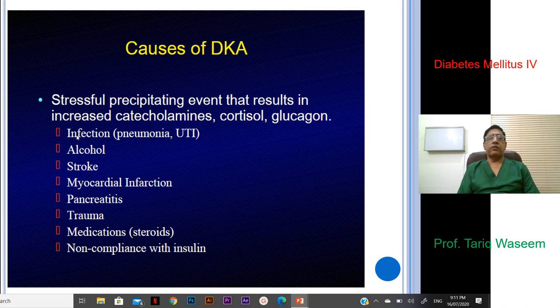Usually there is an infection, most commonly in the form of pneumonia or UTI, which precipitates the ketoacidosis. Sometimes alcohol may be involved, or they may have a stroke along with this, as a precipitating event or as a complication. Many times we receive a patient with myocardial infarction primarily, and during the course of the investigation it turns out that they are also having diabetic ketoacidosis, and sometimes myocardial infarction can be considered the first presentation of DKA in some individuals. Pancreatitis can be associated with trauma. Certain medications like steroids can lead to hyperglycemia and precipitate diabetic ketoacidosis. And the most common factor is usually non-compliance with insulin, where the patient forgets to take it or cannot take it because of multiple factors.